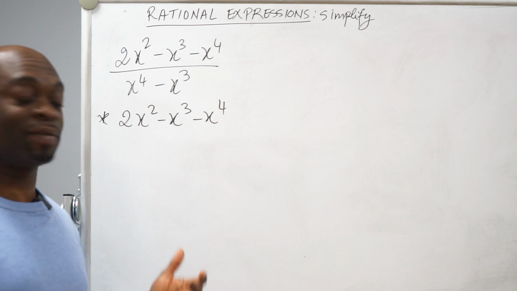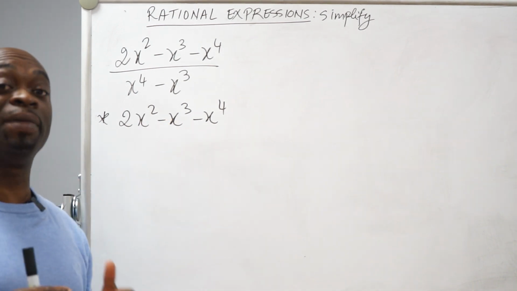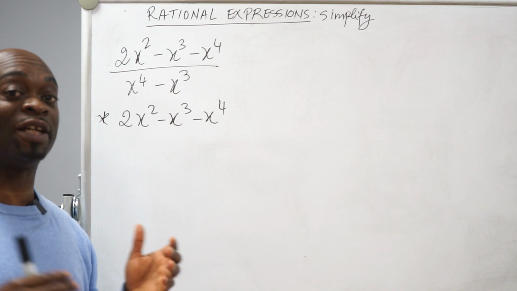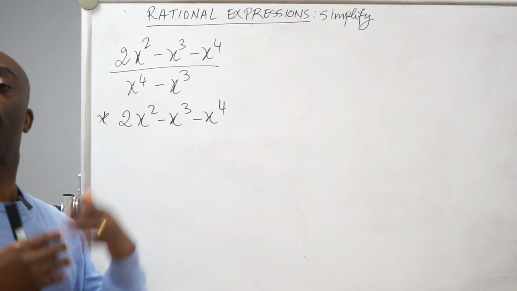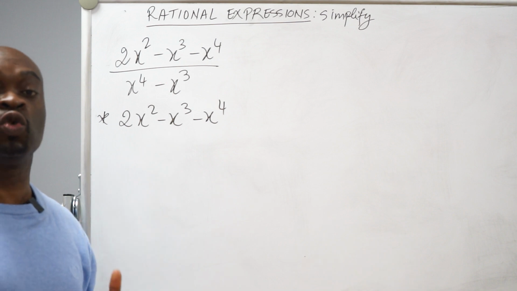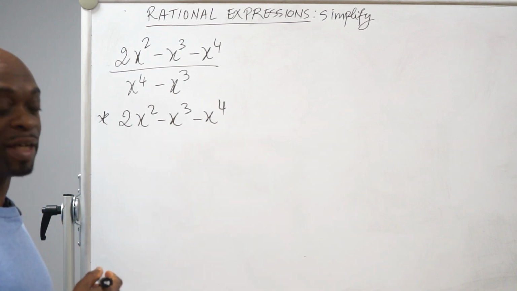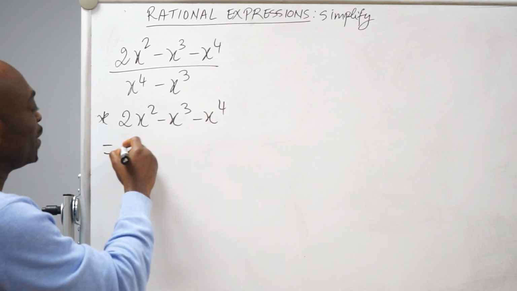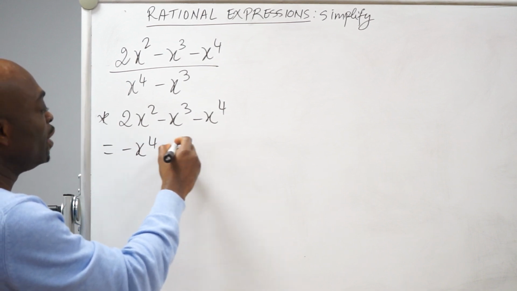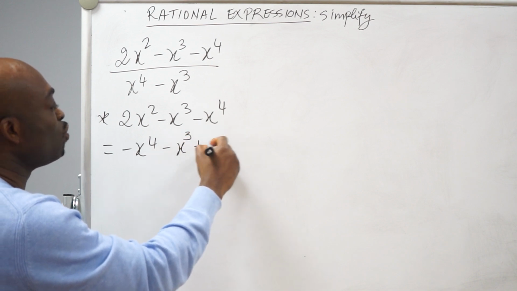Now we see that the variables with the exponents are going from 2, 3, 4. But a lot of times when it comes to these polynomials, it's the other way around. It's from the highest to the lowest. So let's do that also in this case. We rewrite this expression, which is equal to negative x to the fourth power, negative x to the power 3, and then plus 2x squared.